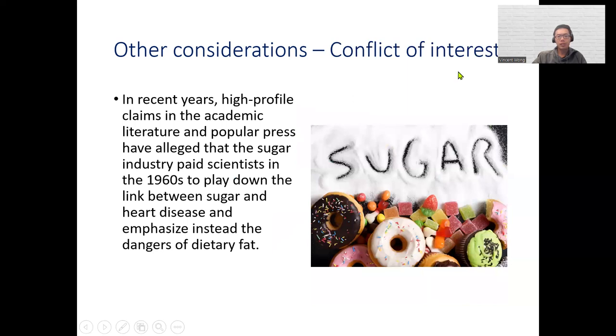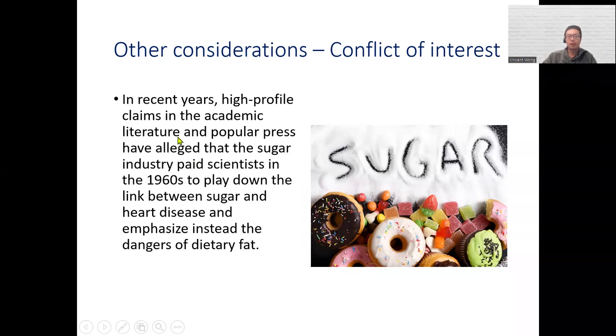Conflict of interest, right? We talked about this already. Sometimes companies or industries have an invested interest in not having certain negative results published about their industry. A good example of this is the sugar industry.